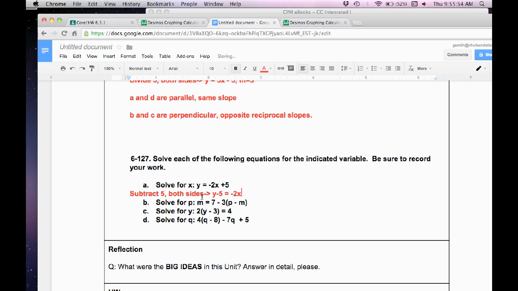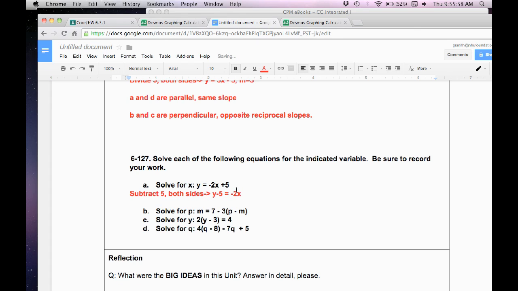And then I'm trying to get x alone, so I'll divide by this coefficient. I'll divide by negative 2. Divide negative 2 both sides, and that gets me y minus 5. I put in parentheses because I know I'm dividing that entire thing by negative 2. It's equal to x. So x equals y minus 5 over negative 2.